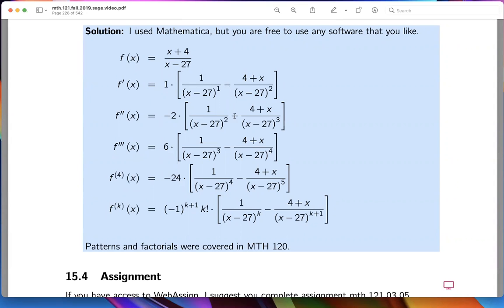Next up, I definitely see a subtraction symbol between these guys. I'm going to predict minus. I'm definitely seeing 4 plus x every single time. I'm definitely seeing x minus 27 to some power on the bottom every single time. What's changing is the power. The first derivative gives me a power of 2. Second derivative gives me a power of 3. Third derivative, 4. Fourth derivative, 5. What would the kth one be? K plus 1.